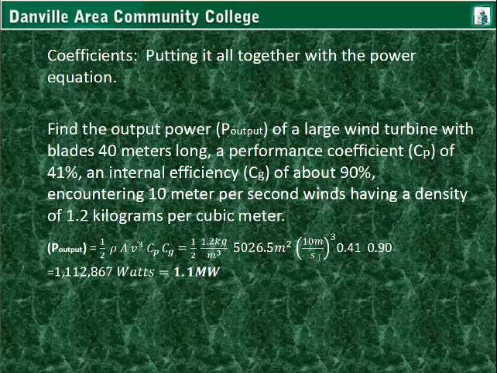And that's multiplied by 10 meters per second cubed, multiplied by 41% efficiency, and 90% for the drivetrain and generator efficiency. Multiplying that on the calculator, you do the 10 meters cubed first, so 10 times 10 times 10, which is 100, and then multiply that by 5,026.5. Remember, this has already been squared, so I don't have to do that again. This is a square measurement, the area. And then multiply it by 1.2, multiply it by 0.5, and multiply by 0.41 and 0.9, and you should get 1.1 megawatts, or 1,100,000 watts, when rounded.